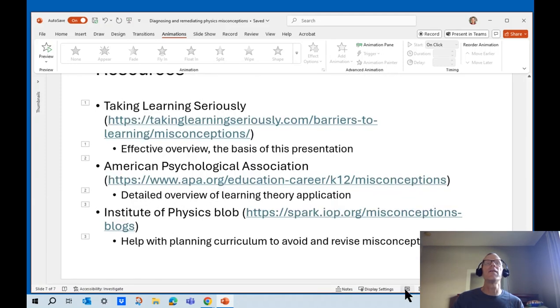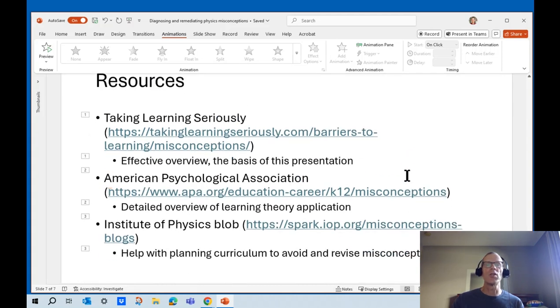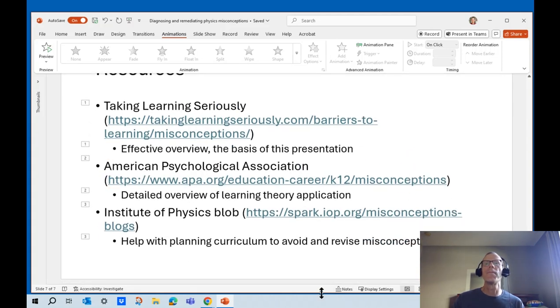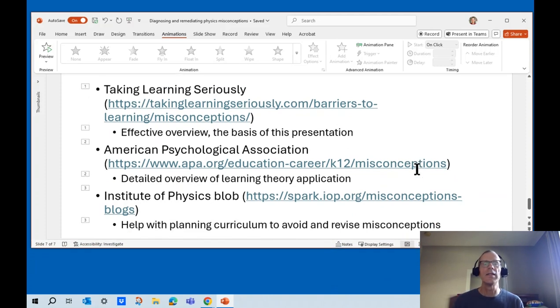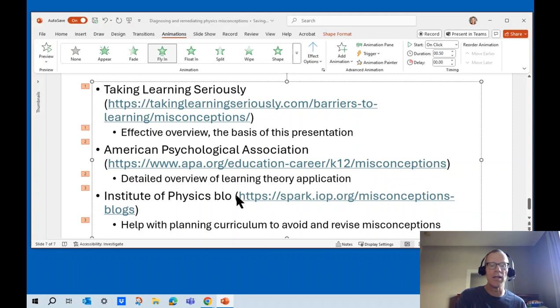And for the last slide, this is just some resources. One of them, and this presentation here, is taken mainly from the website Taking Learning Seriously. It's a great overview of misconceptions and, like I said, the basis of this presentation. The American Psychological Association has a very detailed overview of misconceptions, how they come to be, and how learning theory relates to that. And this is not a blob, it's a blog. The Institute of Physics blog, spark.iop.org, and they have a great misconceptions page.